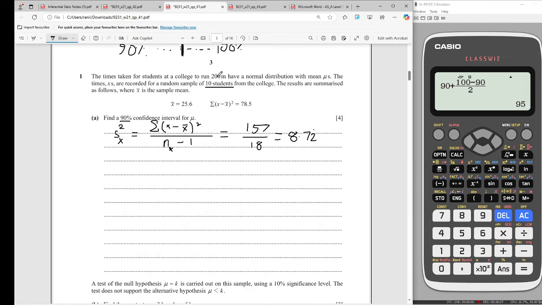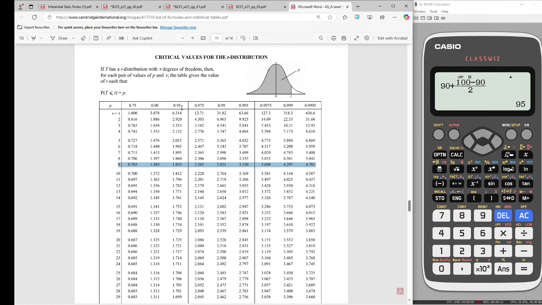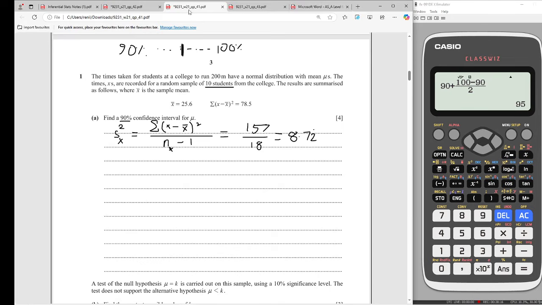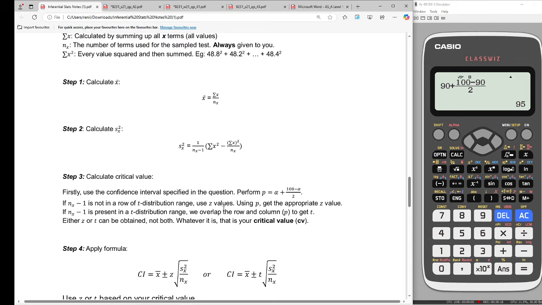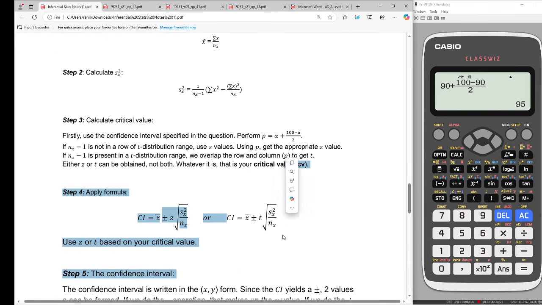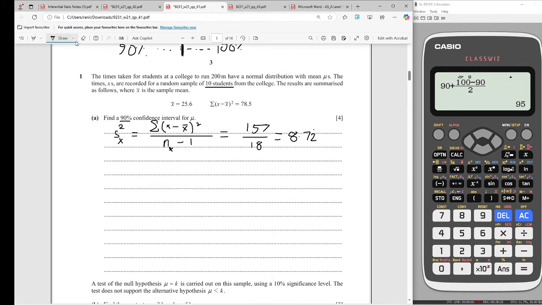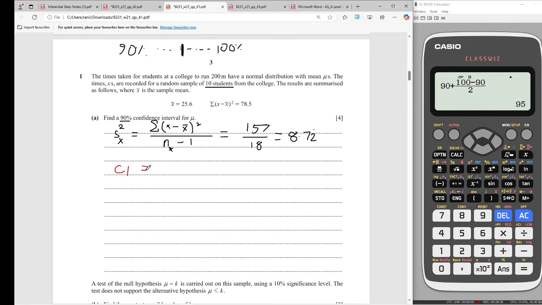So we found our p value to be 0.95, so let's put that over here, and we have 1.833. This is our critical value. Now that we have all the values needed for this calculation, let's just plug it in. So CI, which represents confidence interval, is your mean of x, which is 25.6, plus or minus, very important you put plus or minus, 1.833.